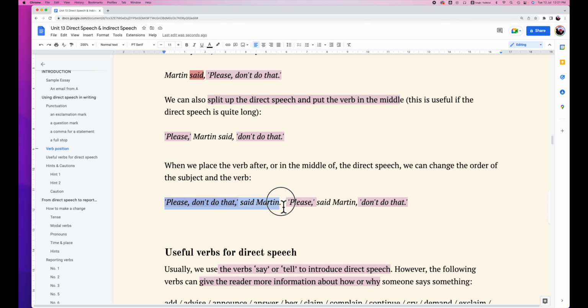And the same way, if we put the direct speech at the end of the sentence, it will look like this. So either you put the direct speech at the beginning, or at the end, or even split it into two parts, the arrangement will be different.